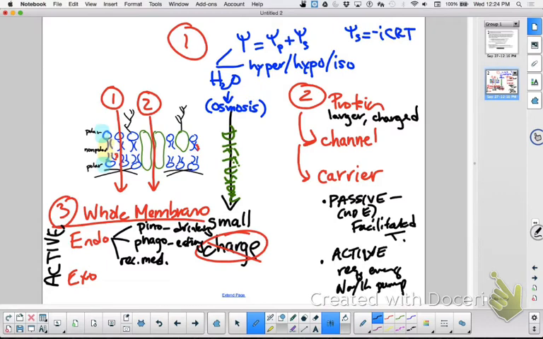And there's one other thing I would throw on there. When you're dealing with water, you could also be using a protein if you're using an aquaporin, right? Okay.